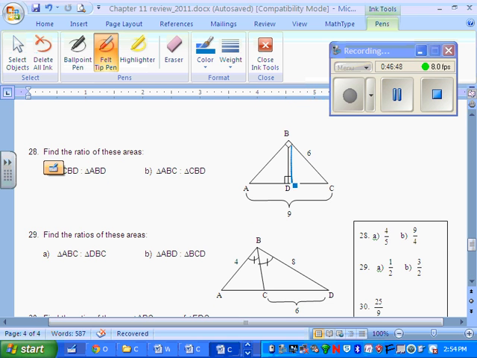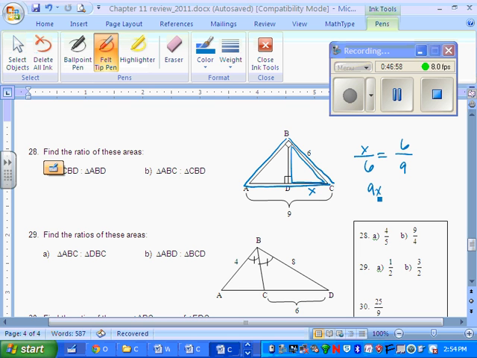Over here, this is a problem where I have two triangles. I'll teach you the hypotenuse rule. So the 6's overlapped. 6 and 6. X I do not know. 9 I know. Cross multiply. 9x equals 36. X equals 4. Now I know that this side is 4, which makes this side 9. Now when I find the ratios of the two areas, I'm going to do 1/2 base times height over 1/2 base times height.